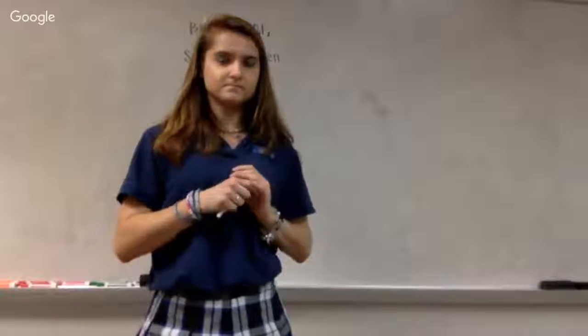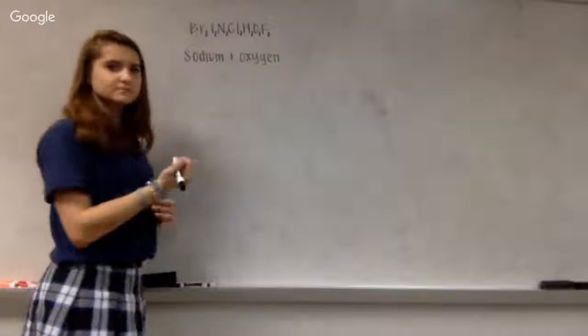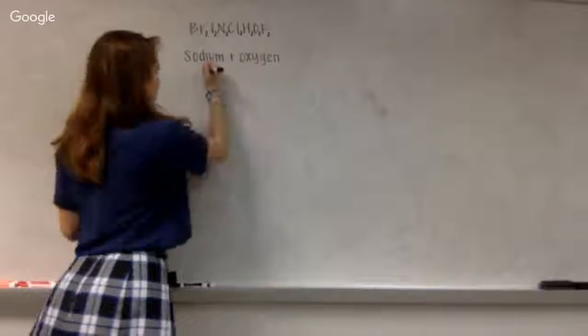So go back up to the board here. If I have sodium plus oxygen, they're going to hook up. They're going to form on the other side sodium oxide. You put an arrow and write the word sodium oxide.